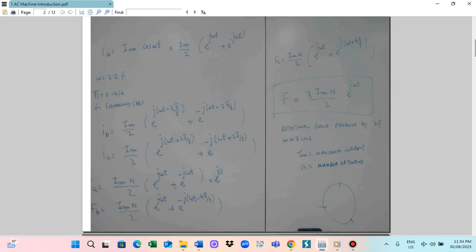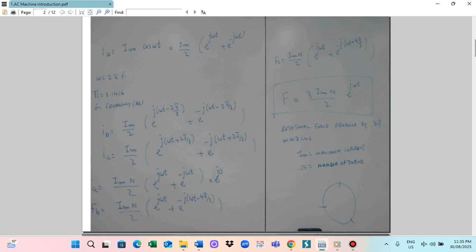Then we can write the equation like this: IM by 2 times e power j omega t plus e power minus j omega t. This is for the A phase current. Similarly, the B phase current you can also calculate: IM by 2 times e power j omega t minus 2 pi by 3 plus e power minus j omega t minus 2 pi by 3. So this is for the B phase current.